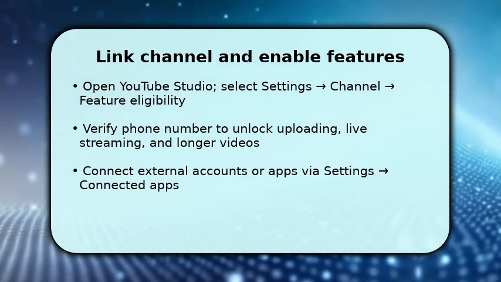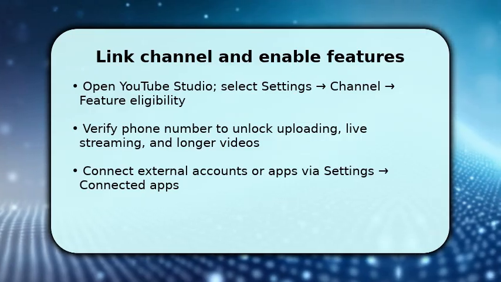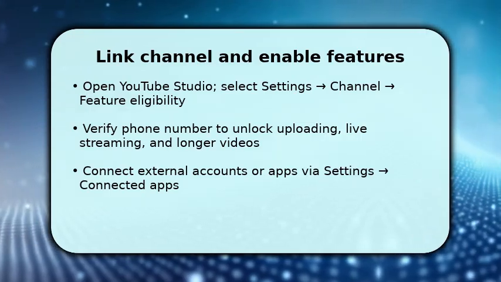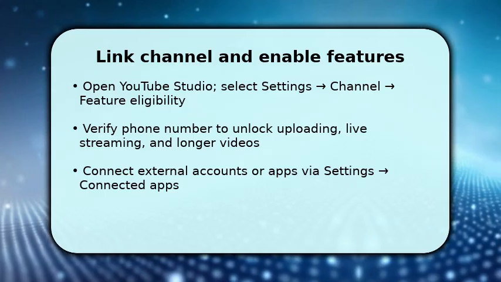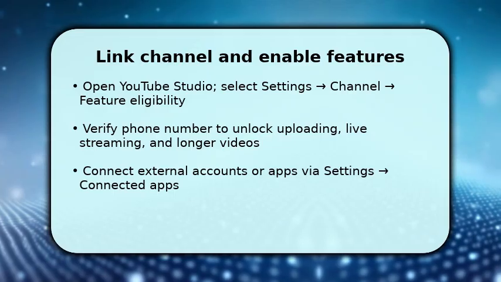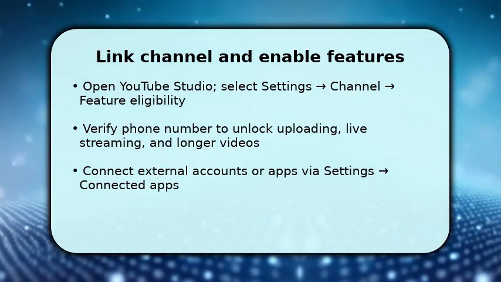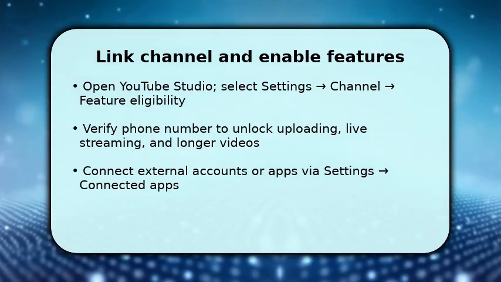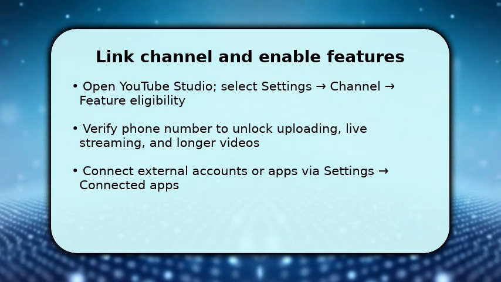Then use Settings, right arrow, connected apps to link third-party services or streaming software. Grant OAuth permissions only for tools you trust. Make sure to configure streaming keys and privacy defaults here. These middle steps are detailed because they control what your connected YouTube account can actually do.